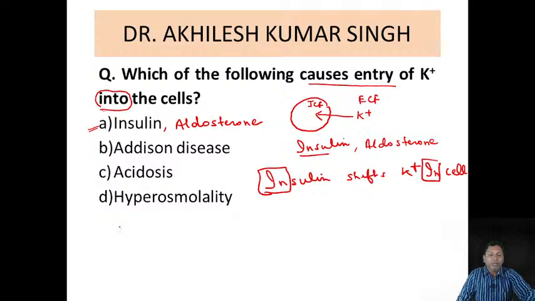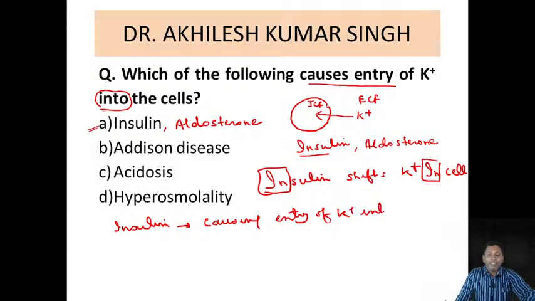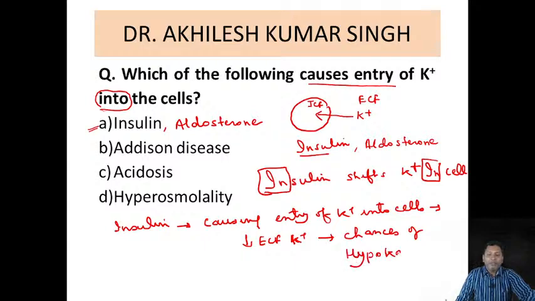And remember one thing also, that this insulin is causing the entry of potassium into the cell. So what will happen because of this? There is a decrease in the ECF potassium level. So the ECF potassium level will decrease, and this may lead to the chances of developing hypokalemia. So insulin may lead to hypokalemia. This is one of the dangerous things with insulin.